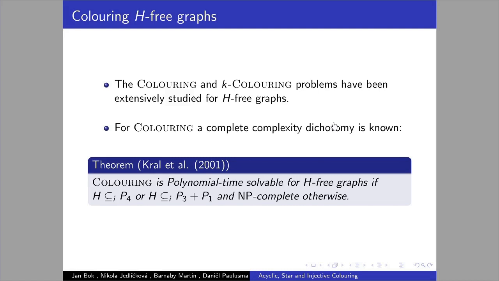And what do we know about colouring for H-free graphs? There's been a lot of study into this, and actually we have a complete dichotomy when k is part of the input. So colouring is polynomial-time solvable for H-free graphs if H is an induced subgraph of P4 or P3 plus P1, and NP-complete otherwise.